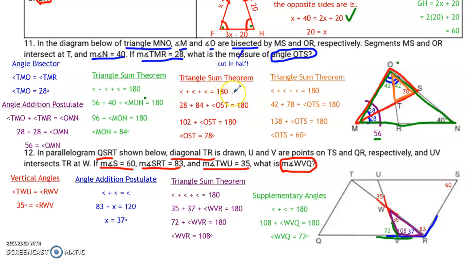Then we use the triangle sum theorem to find the measure of angle OST. That measure of OST is equal to 78. And finally, we use the triangle sum theorem one last time on this little orange triangle. I have 42, I have 78. I'm just missing OTS, which is the thing that I was asking for in the first place.